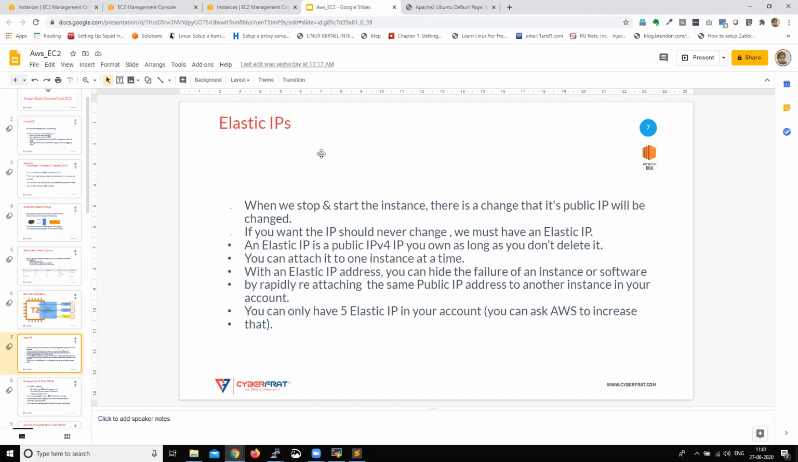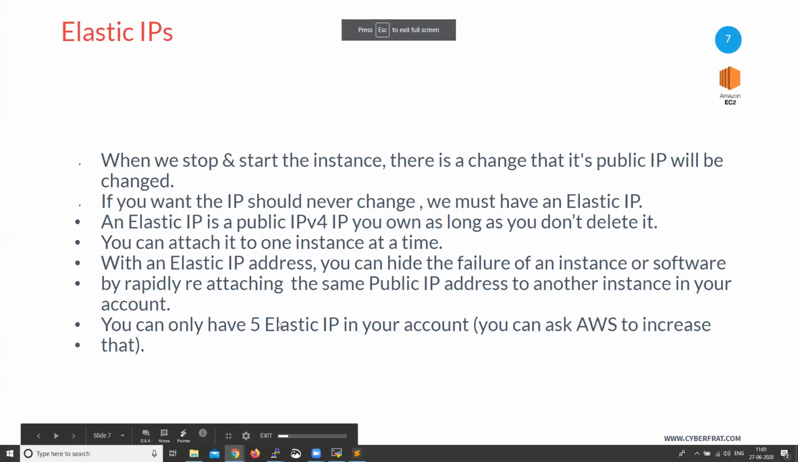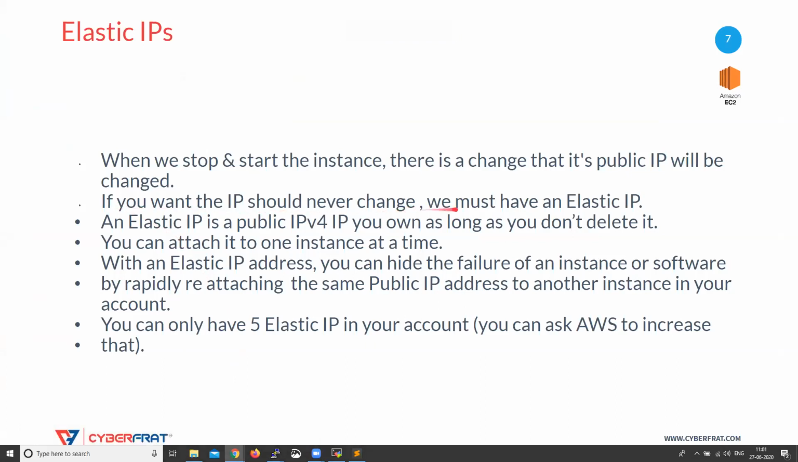If it happens in the daytime and we see it, then that is fine, we can fix it. But let's say you're sleeping around 2:30 in the morning and there is a change in the public IP. Then people cannot reach your site. So if you want the IP to never change, we must have an elastic IP.